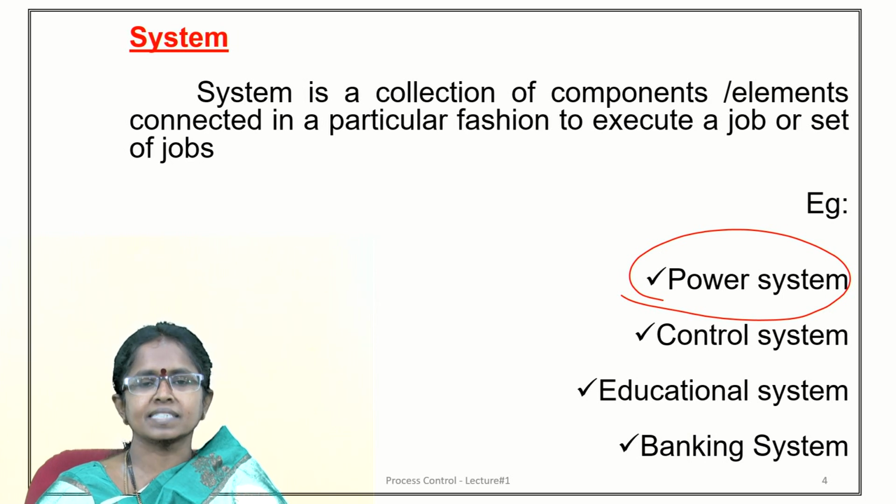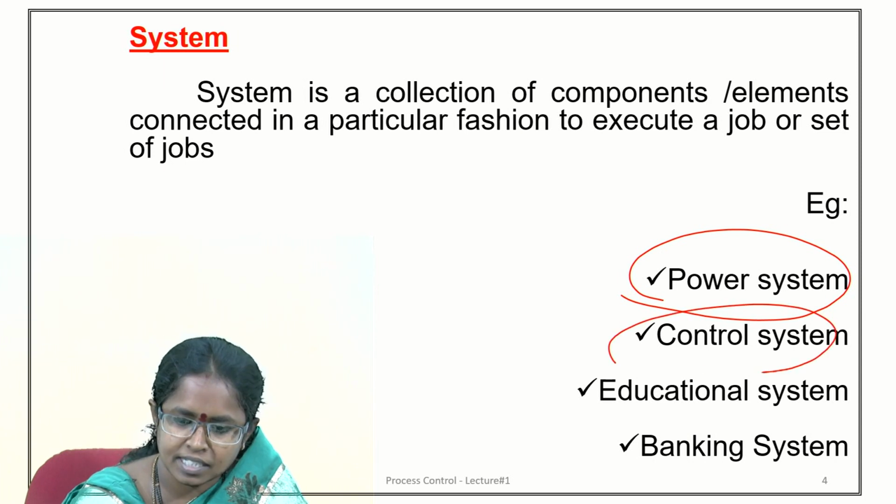In a power system, what are all the components present? There may be a generator, a load, buses, transmission lines. So, there are a number of components, they are all connected in a sequence and performing a specific function. What is the function? We are trying to generate the power, right. So, the power system can be called a system.